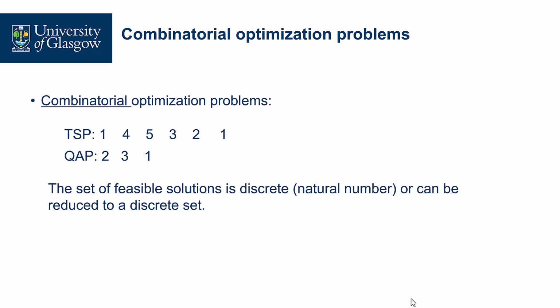What is the character? The set of feasible solutions is discrete, not continuous, and they are natural numbers, or it can be reduced to a discrete set. For example, both of them are permutations. Finding the best plan, in this case, we call this kind of problem a combinatorial optimization problem. It is an important concept in optimization.